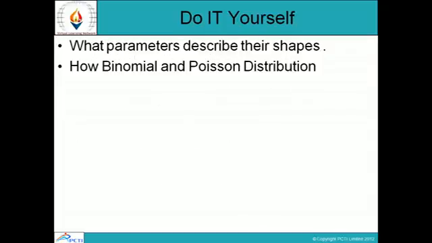And now do it yourself. Question number 1: what parameters describe their shapes? Question number 2: how are the binomial and Poisson distributions useful in statistics?